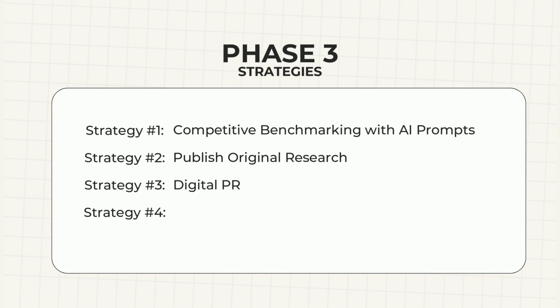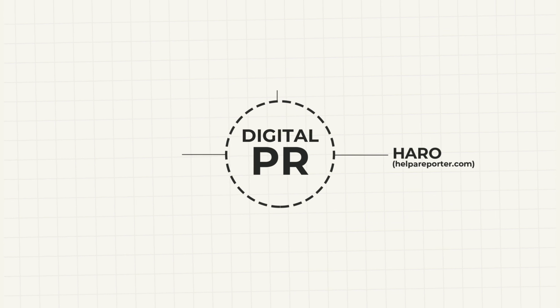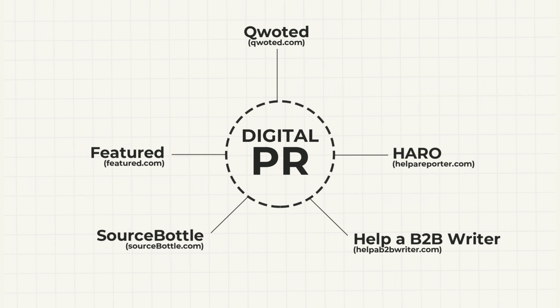The third strategy is digital PR. You should be creating content that aligns with what journalists and media outlets are already covering. This means monitoring industry news, identifying trending topics in your niche, and publishing your brand's perspective on those topics in a way that makes it easy for journalists to quote you. You can leverage platforms like HARO or Connectively or these other platforms to find digital PR opportunities.